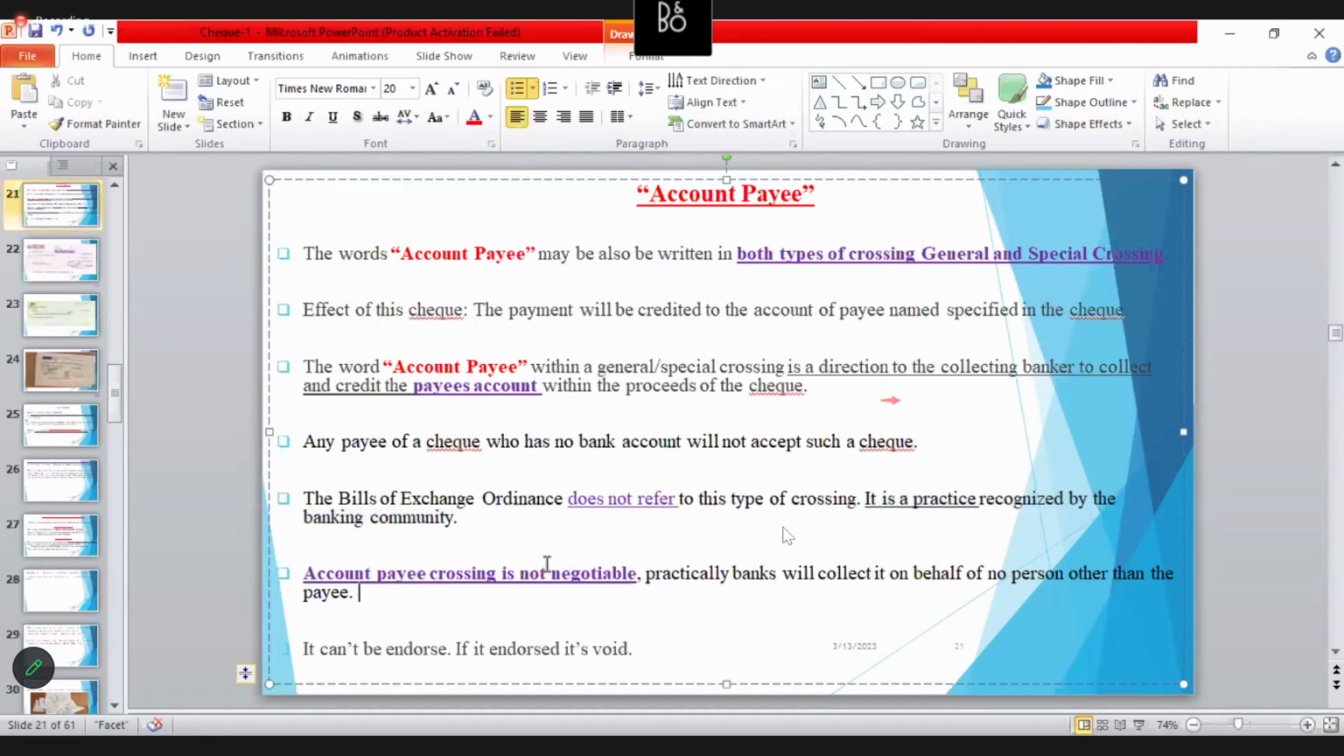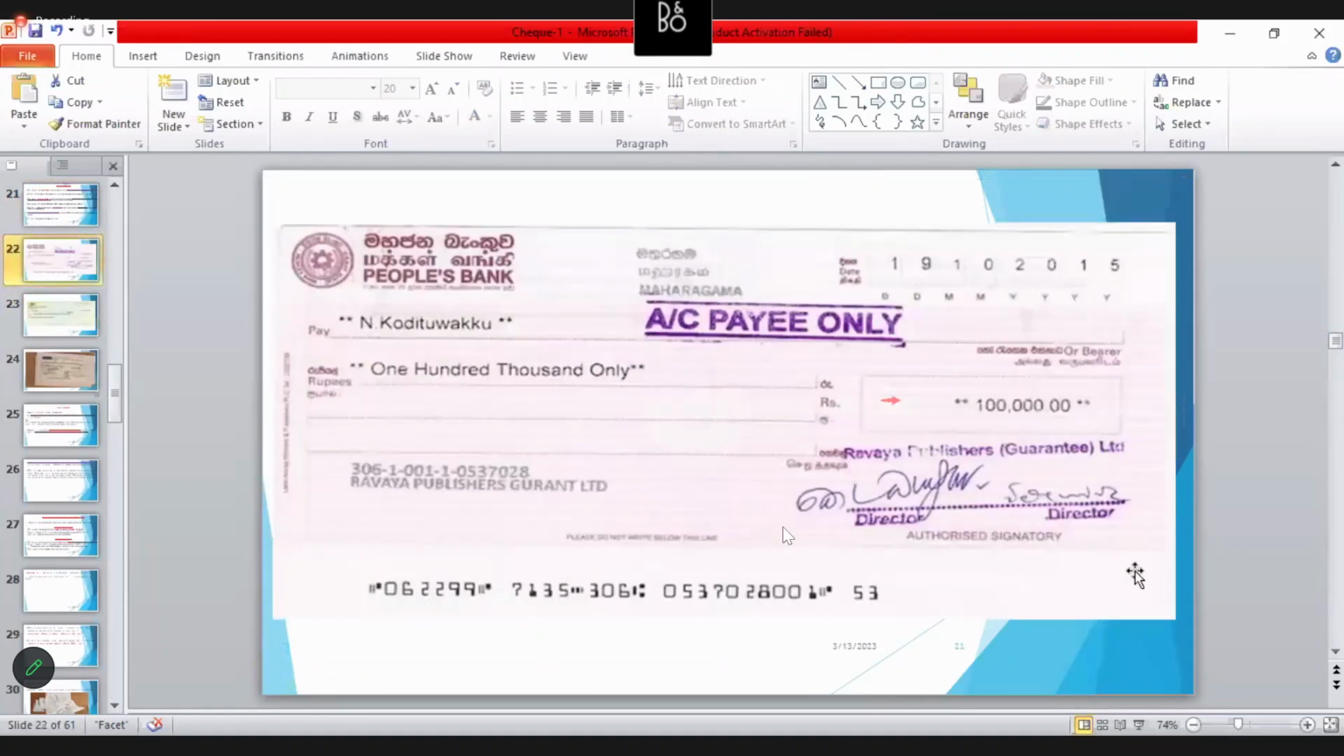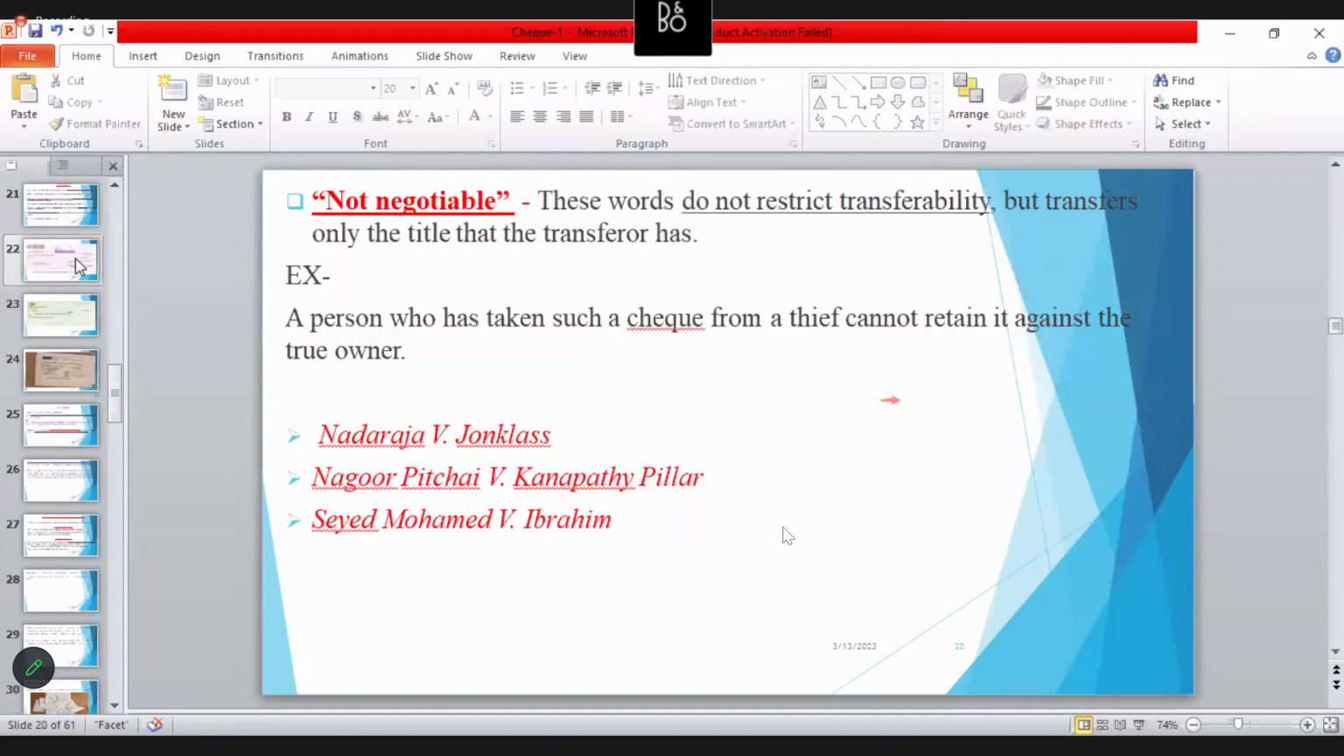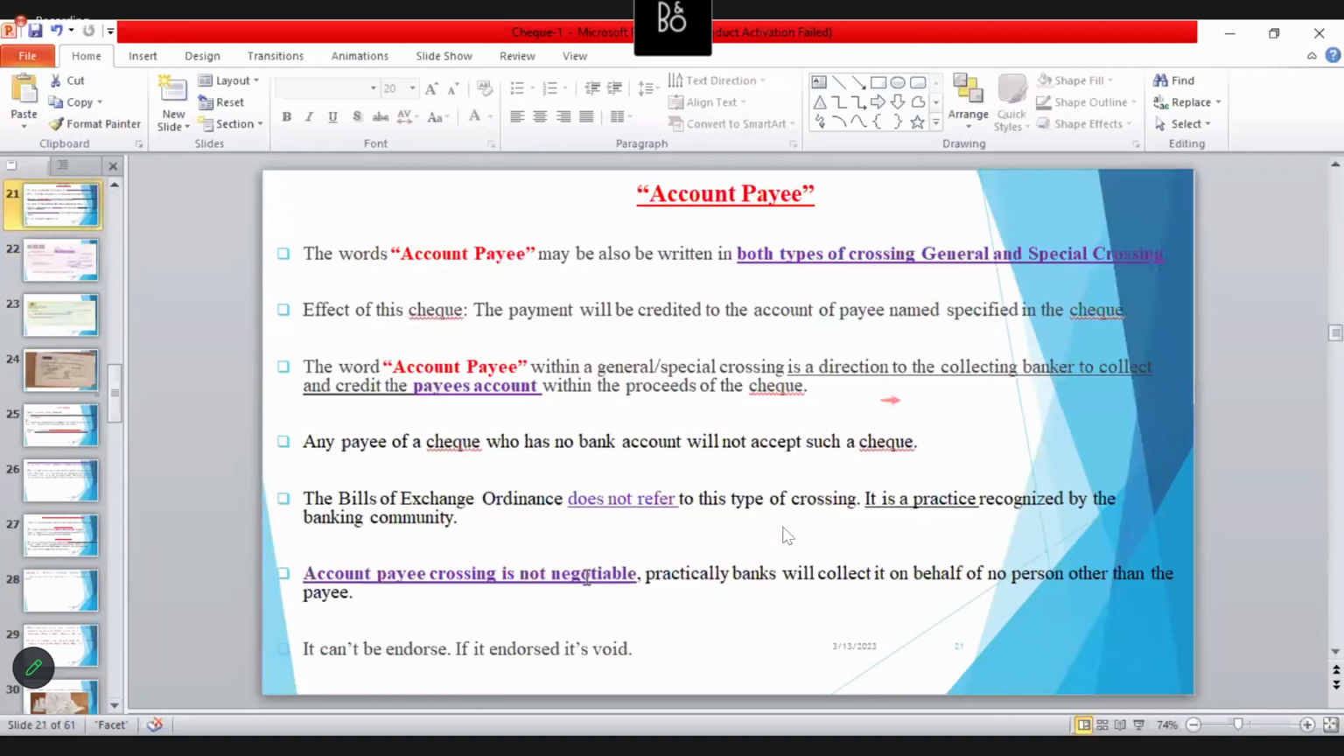Then, account payee crossing is not negotiable. You can't negotiate this check, which means you can't give the check to some other person. If it is an account payee check from People's Bank, where the director issues the check to Kodithuvaku, then only Kodithuvaku can get this 1 lakh by using this check. Not Kodithuvaku's wife, not Kodithuvaku's parents. Only Kodithuvaku is eligible to get payment by using this check. That's what I say: an account payee check cannot be negotiated to any other person.